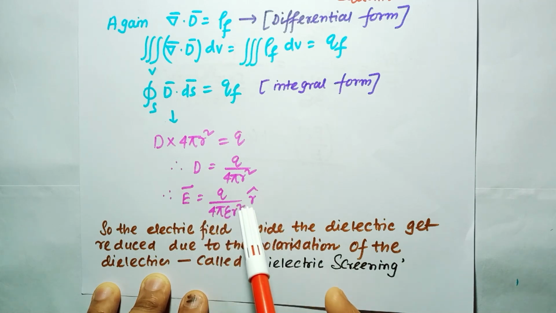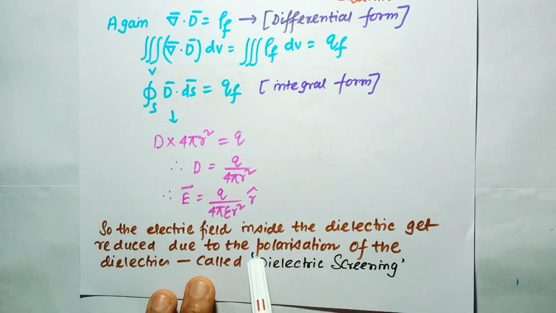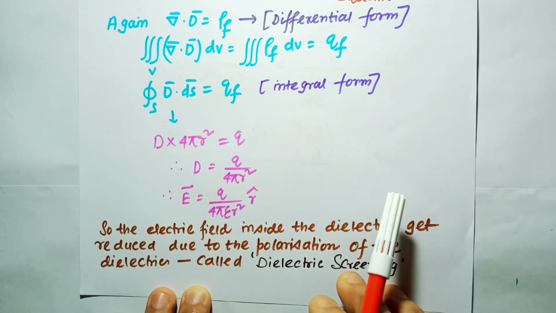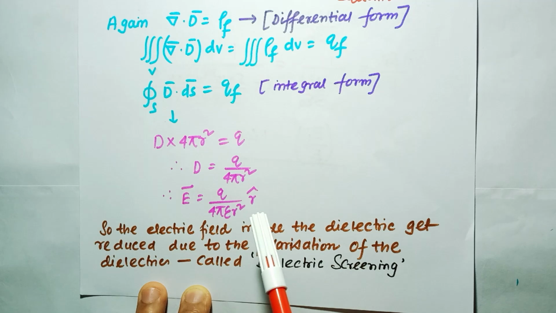So we can see that the electric field inside the dielectric gets reduced due to the polarization of the dielectric, and this is called dielectric screening. So if I place some charge inside the dielectric, the electric field gets reduced by the factor of epsilon, because this is the medium permittivity.